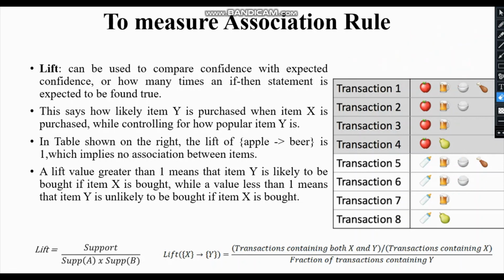The lift function actually works like a correlation. So you should understand the lift function as a correlation. For example, if your lift value is greater than 1, it means item Y is likely to be bought if item X is bought, while a value less than 1 means that item Y is unlikely to be bought if item X is bought. So that is how we have to measure the lift.